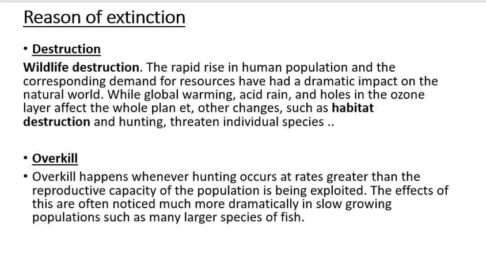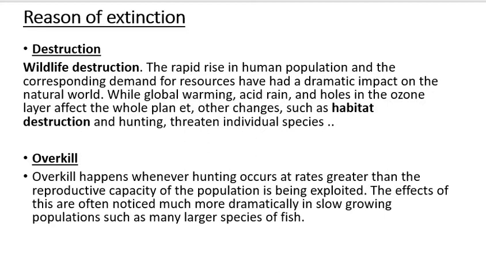Well, there are four most general reasons that lead to destruction of wildlife: overkill, habitat destruction and fragmentation, impact of introduced species, and chains of extinction. Let's see what the first one is: overkill.